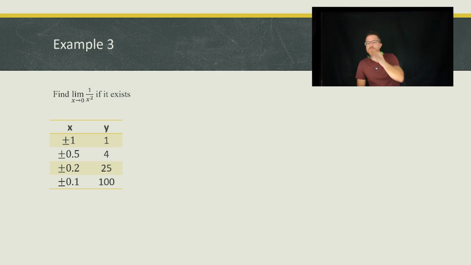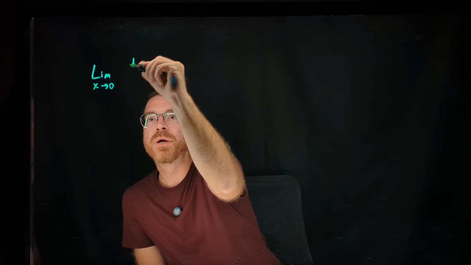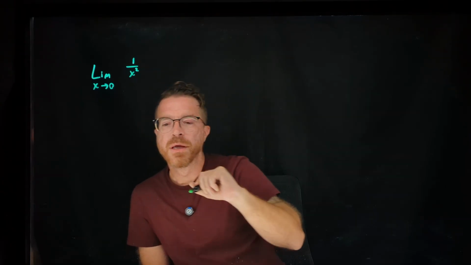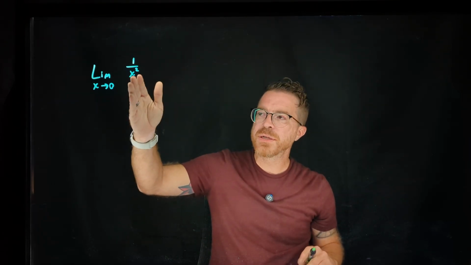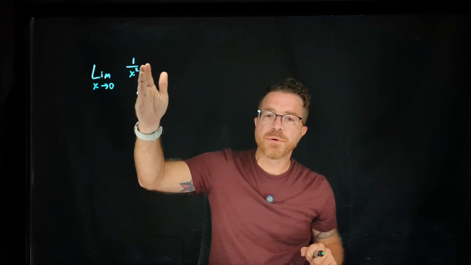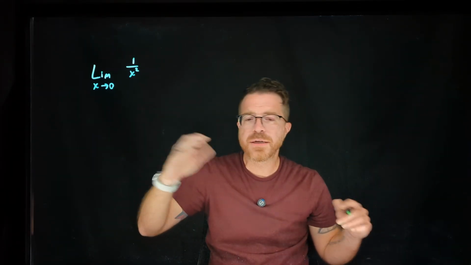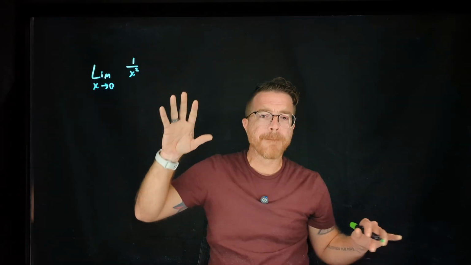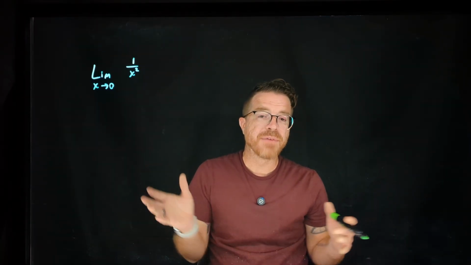So for our next example, we're going to be looking at the limit as x approaches 0 of 1 over x squared, if it exists. So the first thing we do is always just do a quick check. If I were to plug 0 into this, what would I get? I would get 0 squared in the denominator, which is 0. 1 over 0 is undefined, so therefore it can't be 0. So we're going to look at what happens as we approach from the left and from the right.